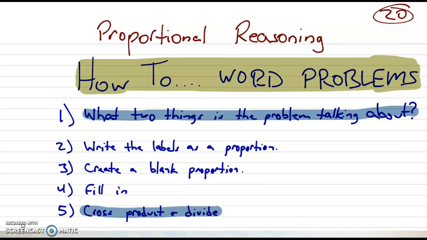The first step, what 2 things is the problem talking about? It's going to talk about 2 items, maybe milk to cartons or anything. Okay, step 2, we're going to write the labels. Whatever those 2 things are, we're going to label our proportion. And if you don't do that, you always end up getting the number backwards where it's not supposed to be.